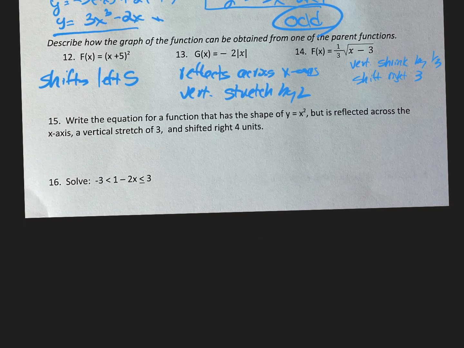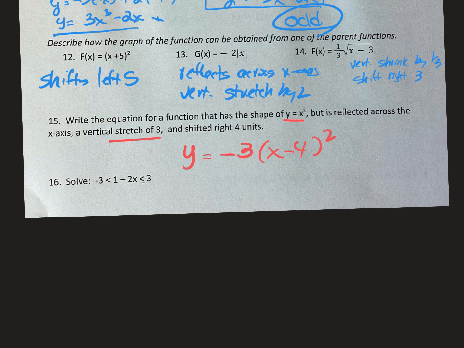15, write 1, where you have y equals x squared. So that's what you're starting with. It's reflected across the x, which means you got a negative in the front. It's got a vertical stretch of 3. You have a 3 in the front. Shifted right by 4, so the 4 must be inside, and it's opposite of what you think. Then the square goes there because it was an x squared graph. Love that problem. And number 16.